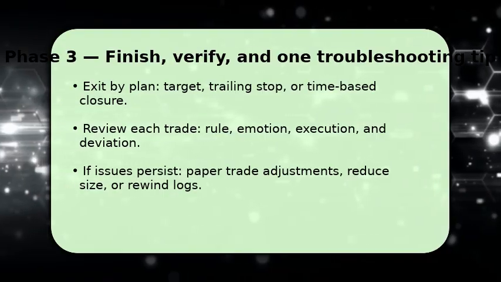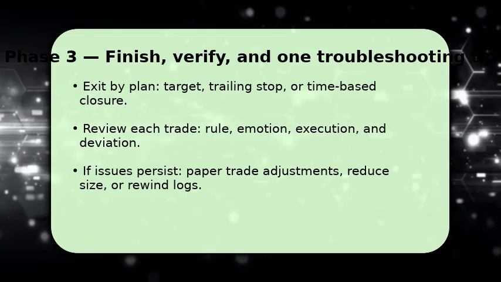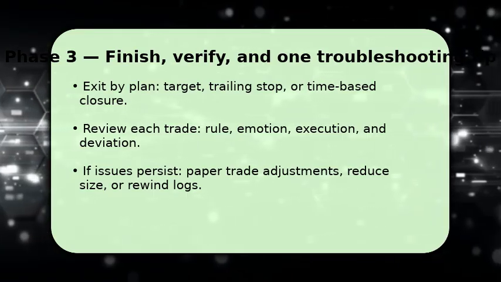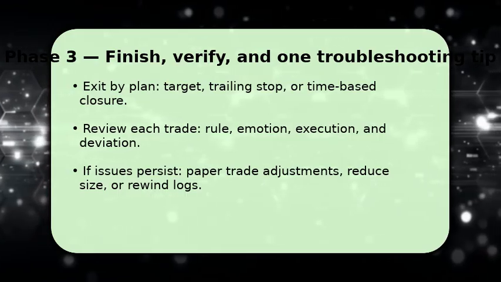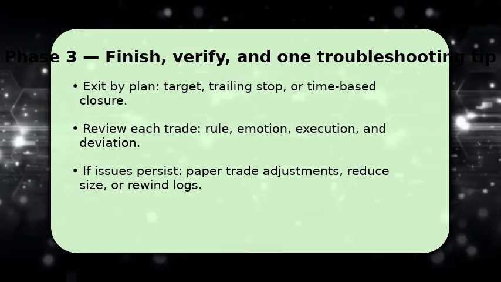If you still lose, troubleshoot. Switch to paper trading to test rule tweaks, cut position sizes until consistency returns, and rewind execution logs to identify systemic slippage or recurring mistakes.